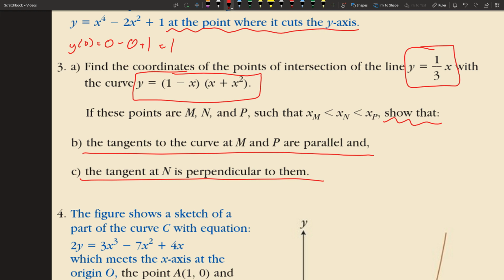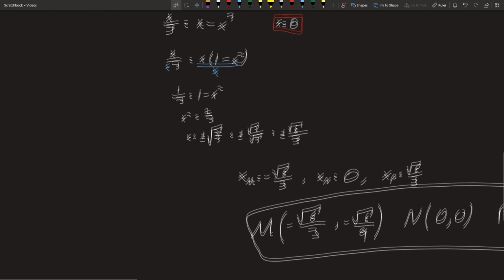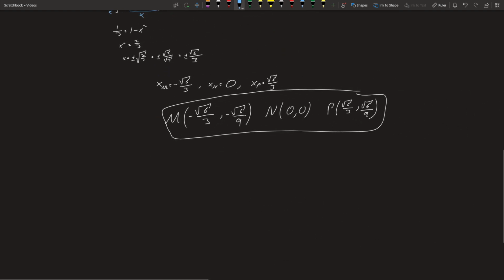So the tangents to the curve at M and P are parallel. What does that mean? That means the slopes of the tangents at M and P are equal, right? The slopes are equal, that means they're parallel. That means we're doing this at point M and at point P.